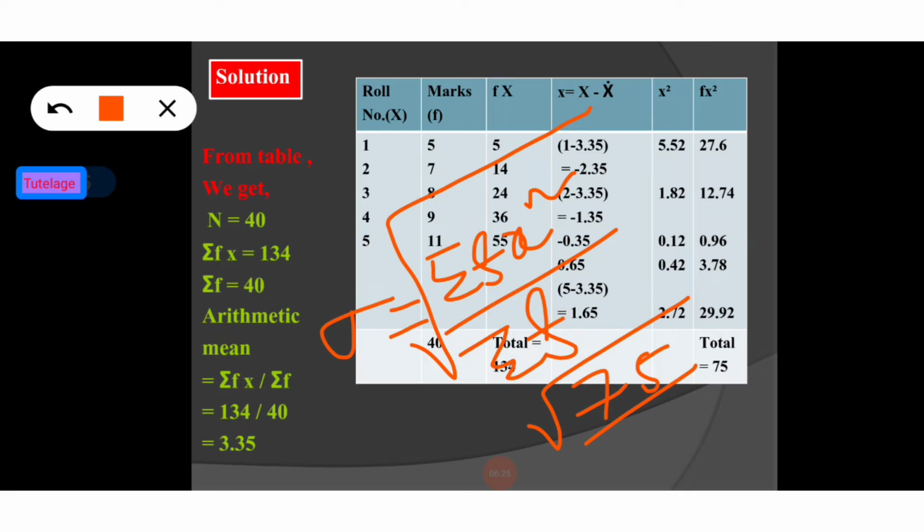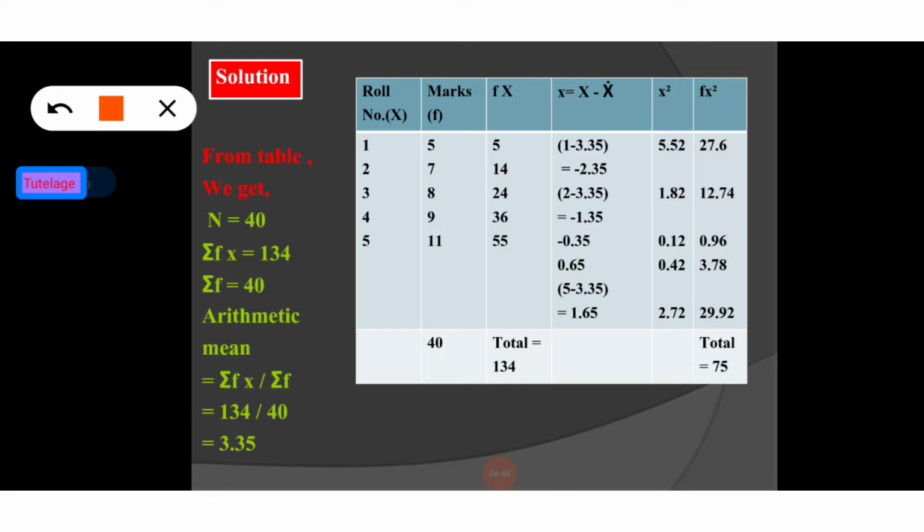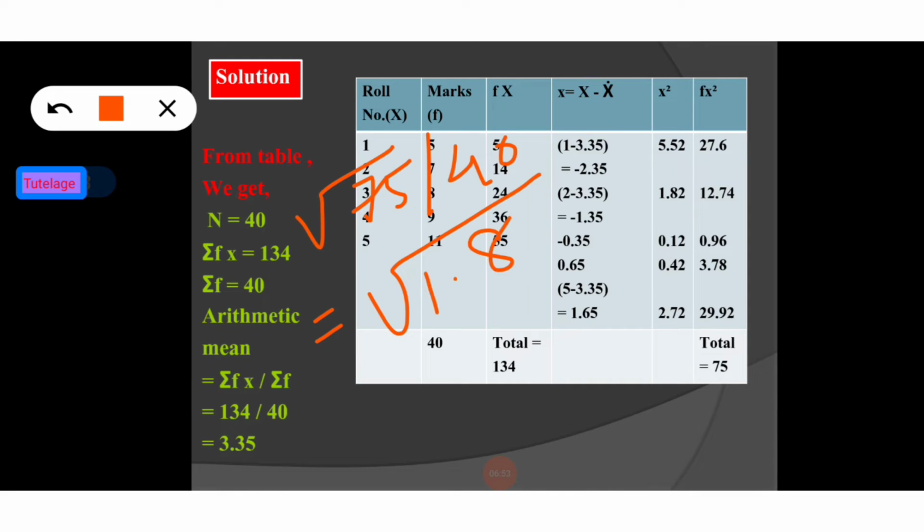What is the value of summation f? That is 40. Okay, so from the table we have already got summation f is equal to 40. So root over of 75 by 40. So 75 by 40 equals 1.875.